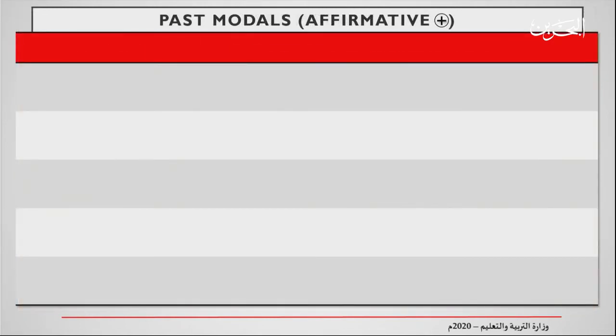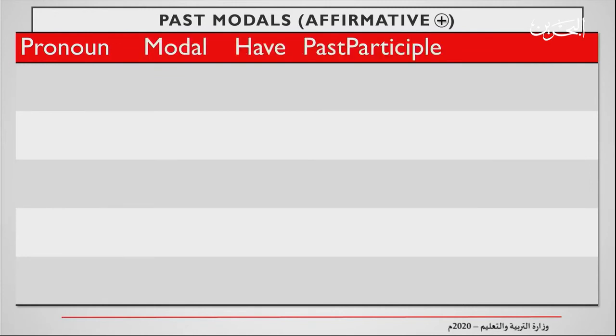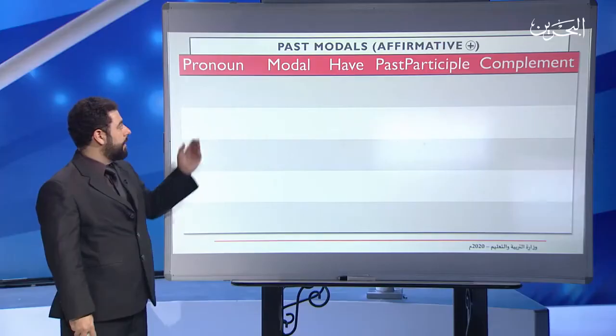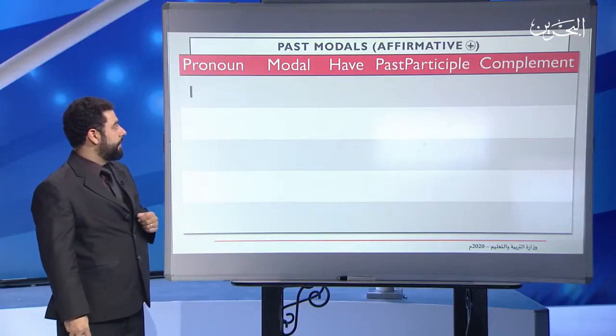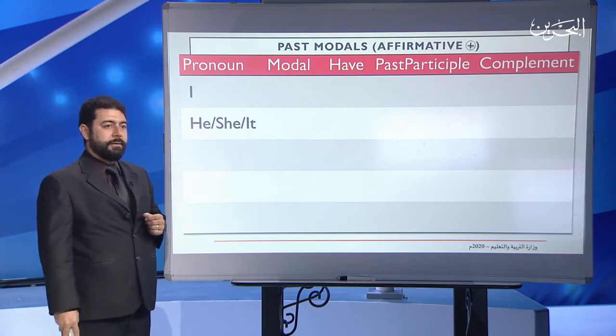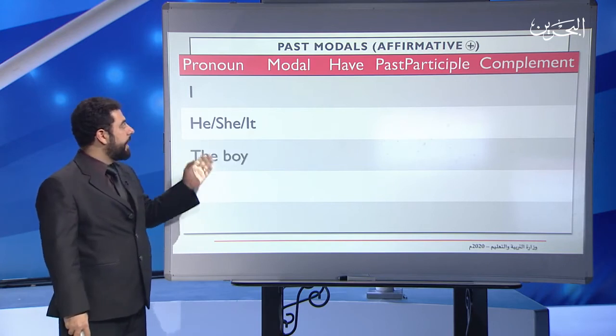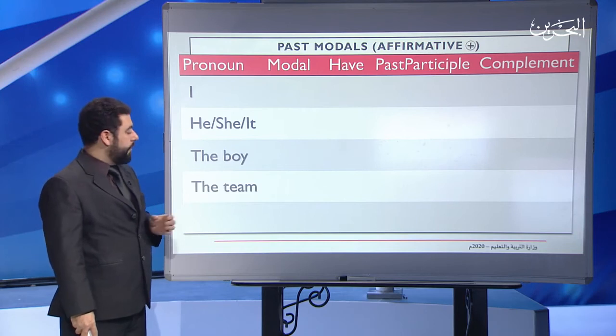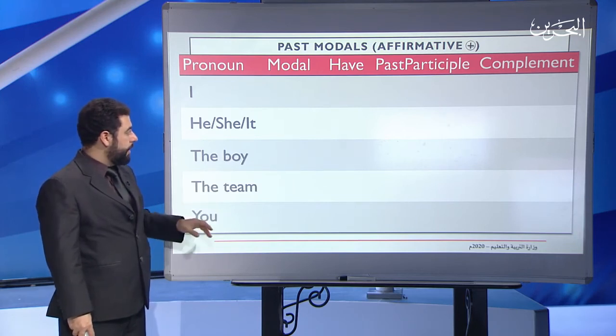So, building past modal affirmative sentences. That means positive sentences. So, we start with a subject pronoun, and then a modal, and then have, then past participle, and then a complement, completion of the sentence. So, let us put the subject pronouns. For example, I. You can say I. Or he, she, it. You can use the boy as a subject. Or the team. Or you.